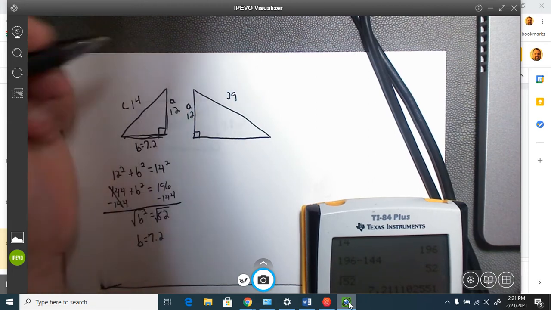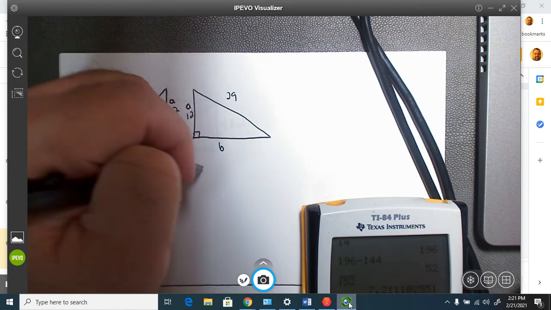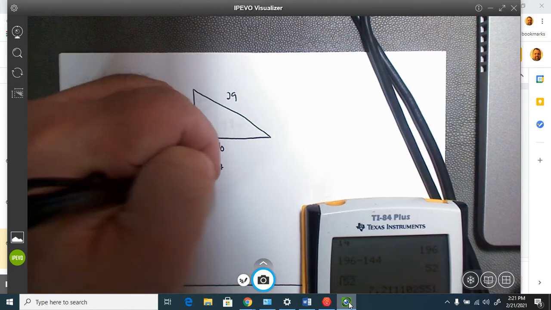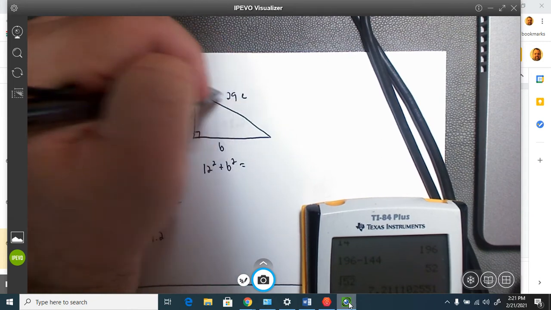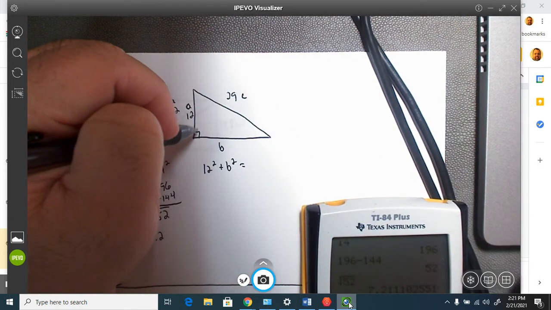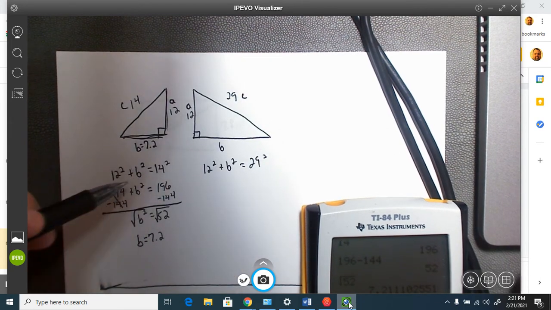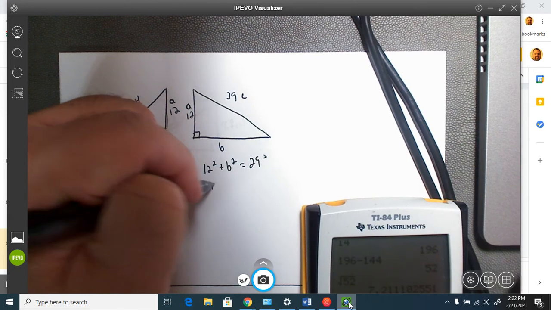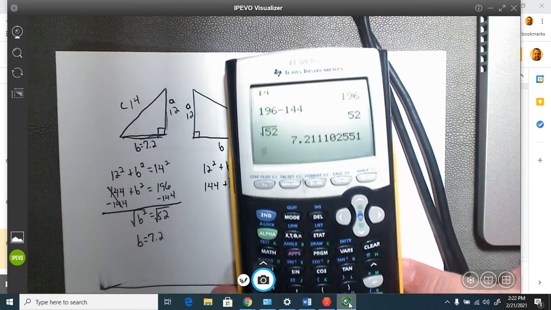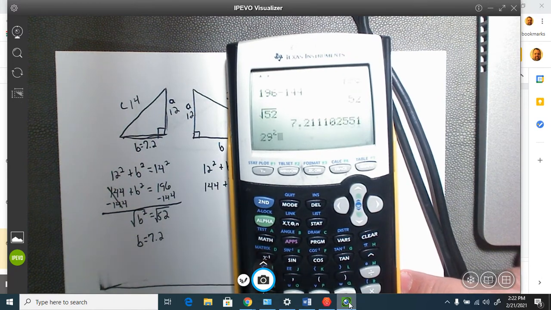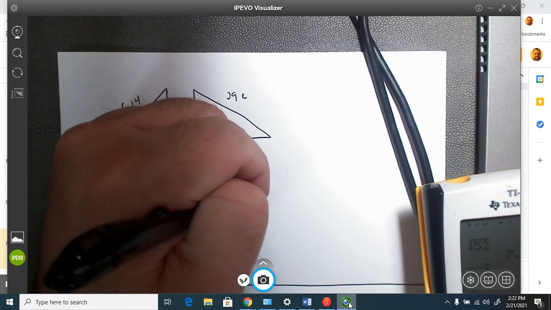Again, I'm going to call A 12. I don't know what B is again. So 12 squared plus B squared equals, and this is C. This side isn't touching the square and it's being pointed towards: 29 squared. Now, I don't have to use the calculator again. I already have this figured out. 144 plus B squared. And then 29 squared is 841.